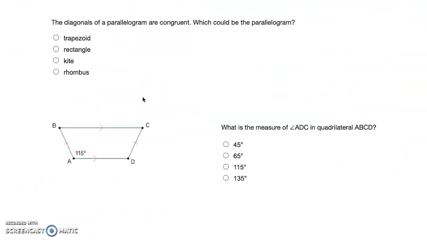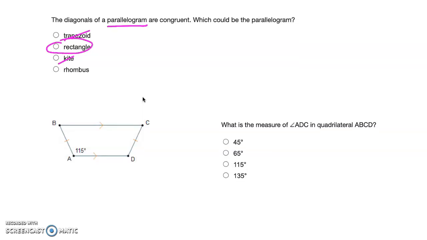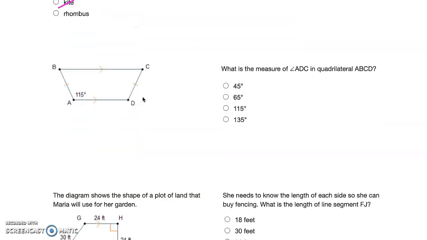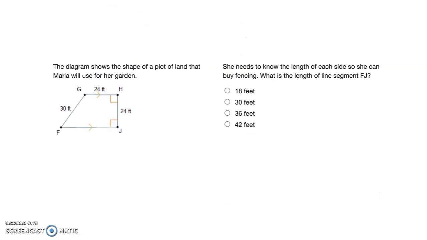All right, the diagonals of a parallelogram are congruent. So first off, we know trapezoids and kites are not parallelograms. So now we have to say rectangle or rhombus. Well, a rectangle is the only one where the diagonals are always congruent. In this case, what is the measure of angle ADC of the quadrilateral? ADC is this angle right here. Because this is an isosceles trapezoid, we know that base angles are congruent. So that would be 115 degrees.